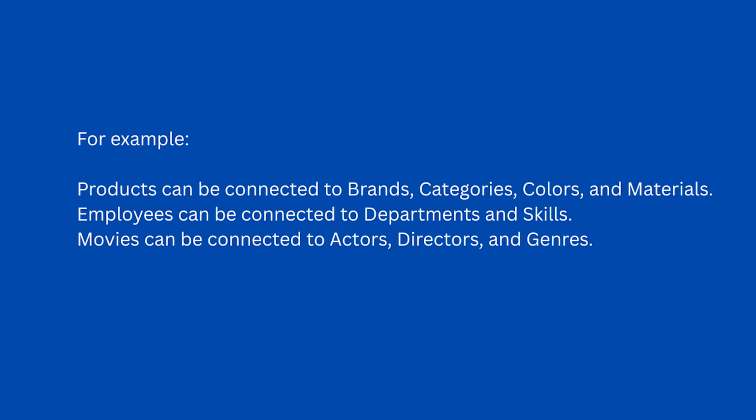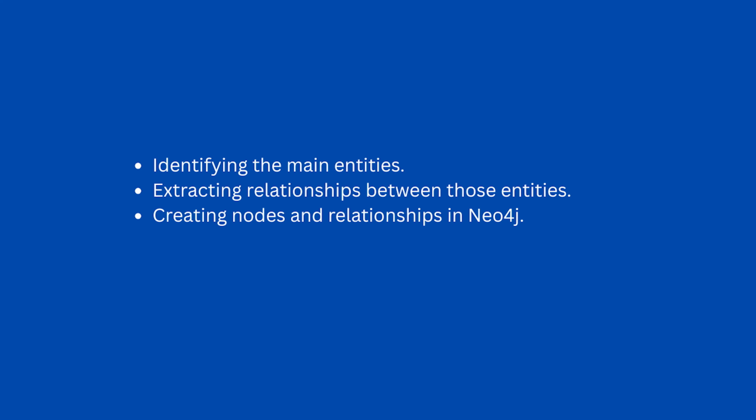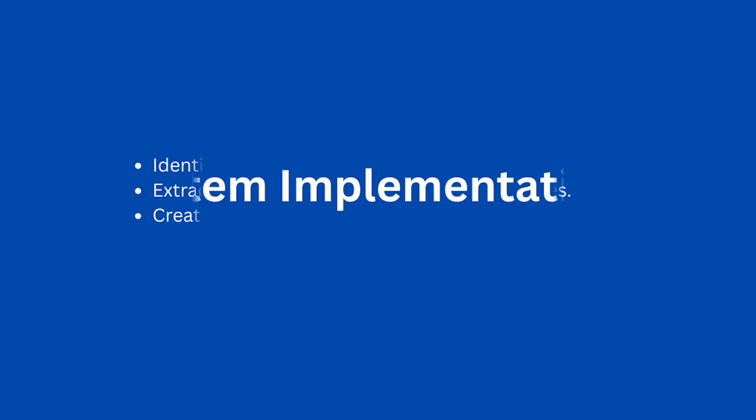If your data currently exists in a relational database, PDFs, Excel files, or documents, you will first need to convert it into a graph structure. This typically involves identifying the main entities, extracting the relationships between those entities, and creating nodes and relationships in Neo4j. Once the data is properly modeled as a graph, it becomes much easier to build graph RAG applications that can understand relationships and provide more accurate search results.